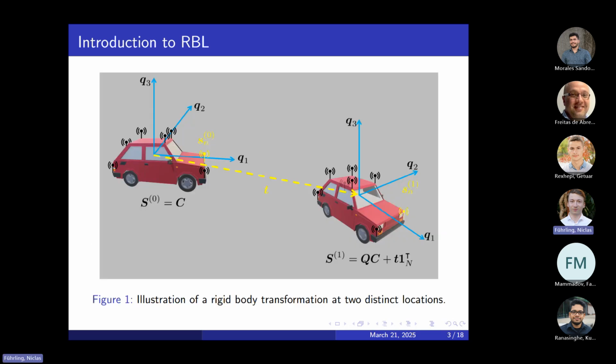Just to get an idea, we talk about this here from an automotive perspective, where you have a rigid body transformation of the car in this case. You can see the car here at position 0, we call it S0, which is our conformation matrix. We have all of these sensors mounted to the rigid body, and this will then be transformed to this second position S1, where we apply a translation and a rotation. So you transform the rigid body.